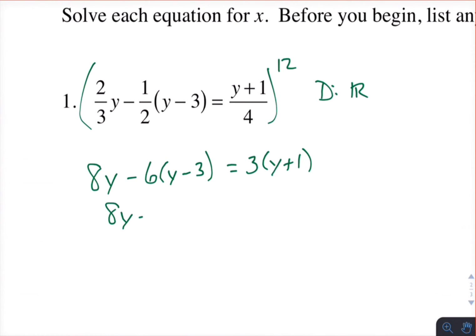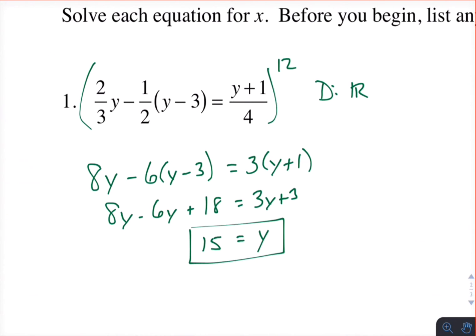And now we're just going to simplify each side. So 8y minus 6y, that's 2y, and I'm going to bring that over to this side to just give us y, and then bring the 3 to the left. So y is equal to 15. And so that is the solution, or the root of this equation.